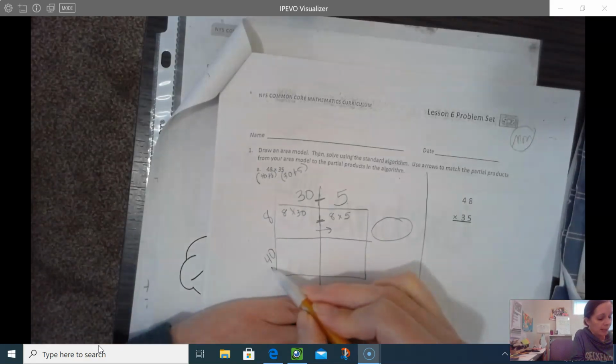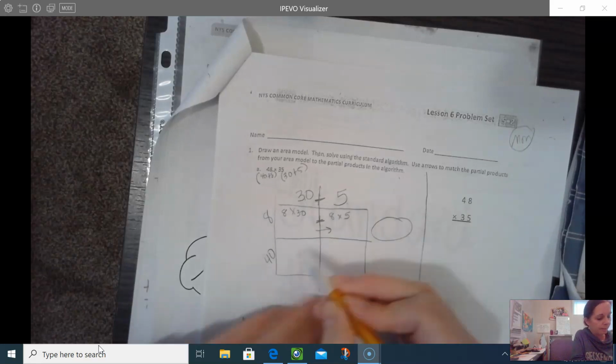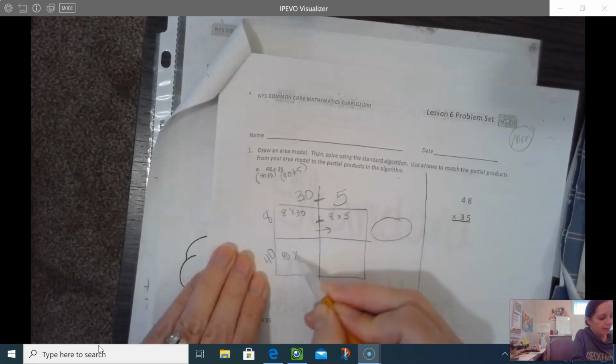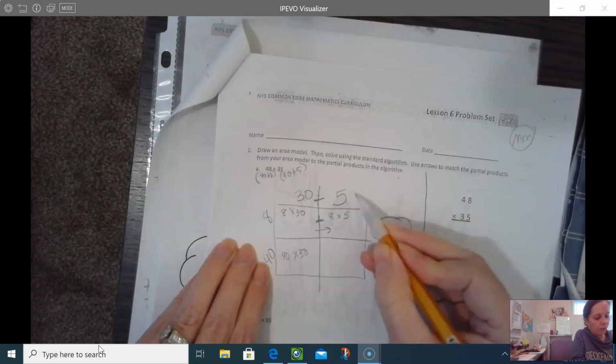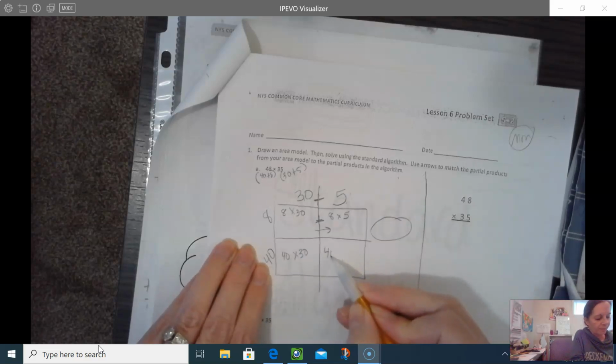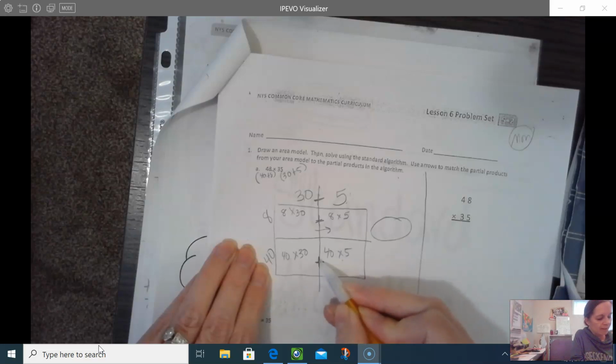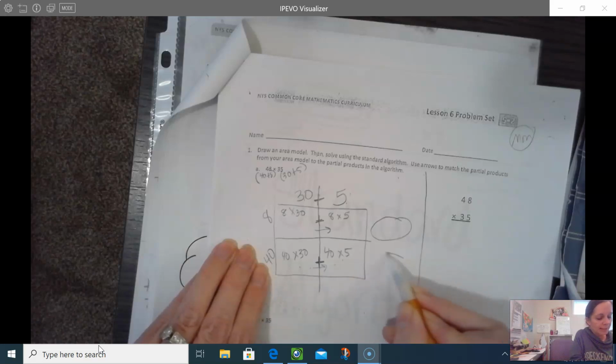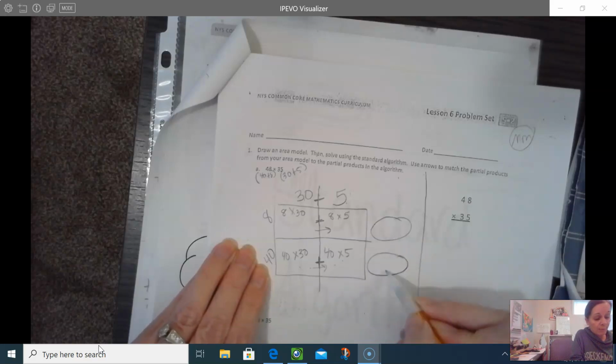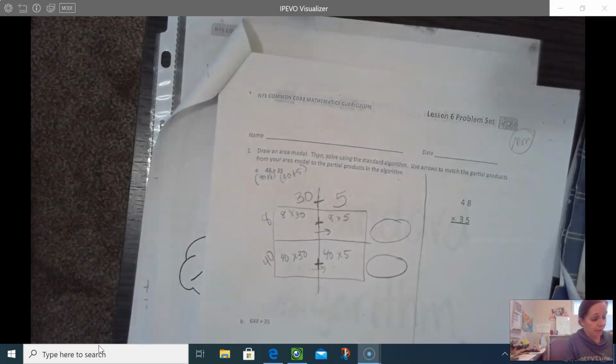So here I'm multiplying 40 by 30. So 40 times 30, and then 40 times 5. And again, just a reminder to myself that I need to add these 2 answers up, and I'm adding across, and I'm going to put that answer over here. In the end, remember that we are going to add those 2 numbers together.